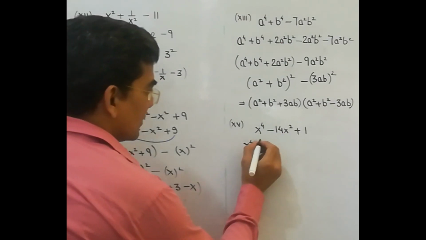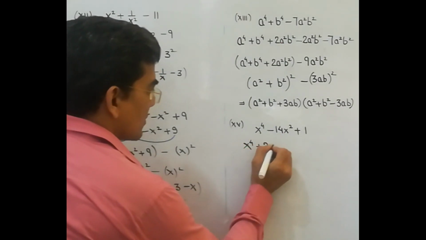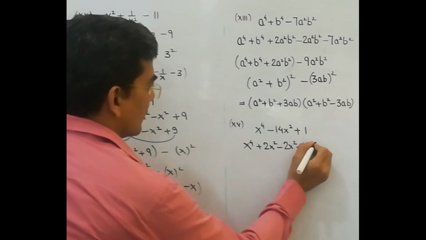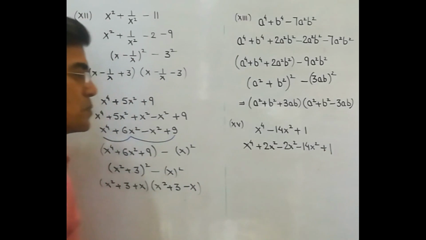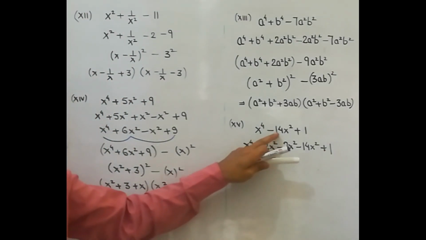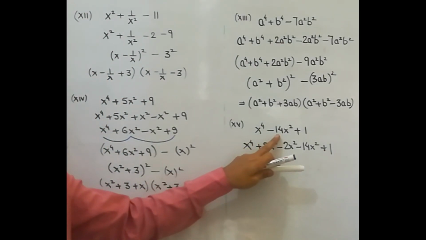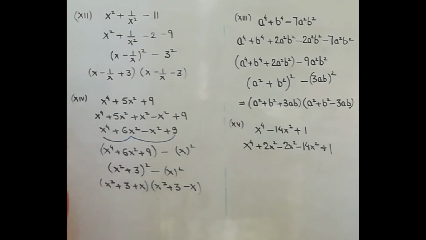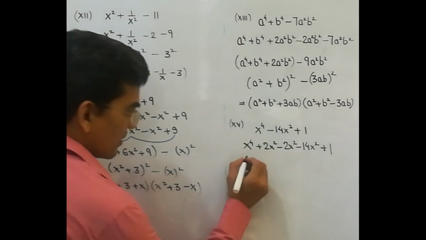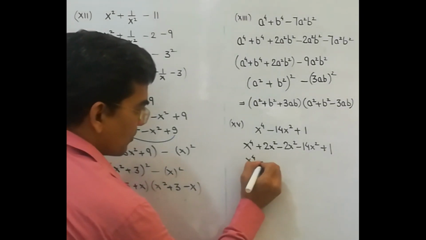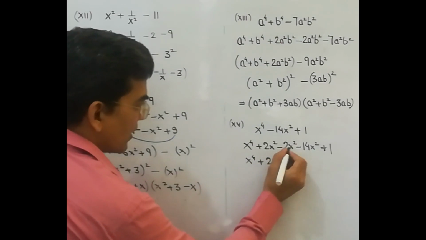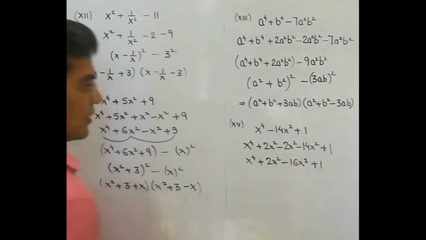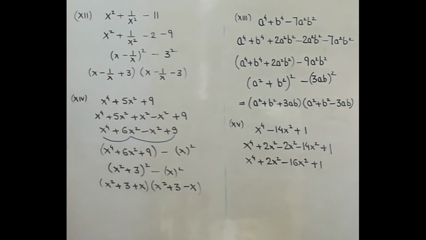Can we write it like this? Plus 2x square and minus 2x square. This 14x square, we are trying to make it a perfect square. So minus 2x square and plus 2x square, if you cancel, the result remains the same. Now you see, this is x raised to the power of 4 plus 2x square, and this becomes minus 16. So this is clear, this much.